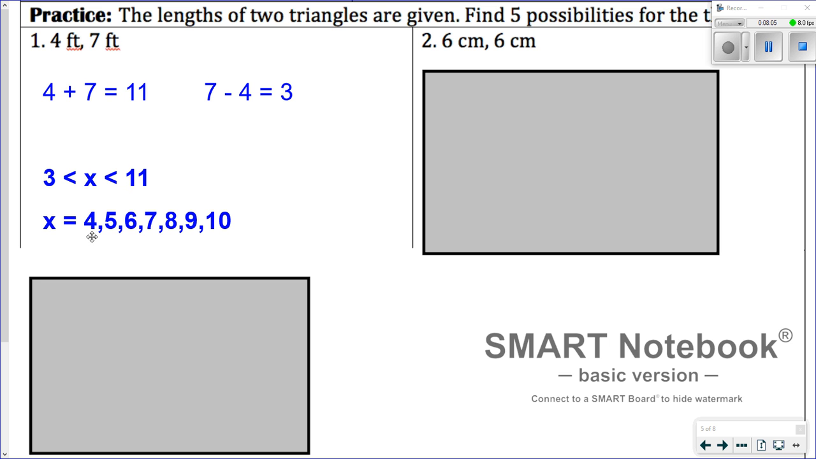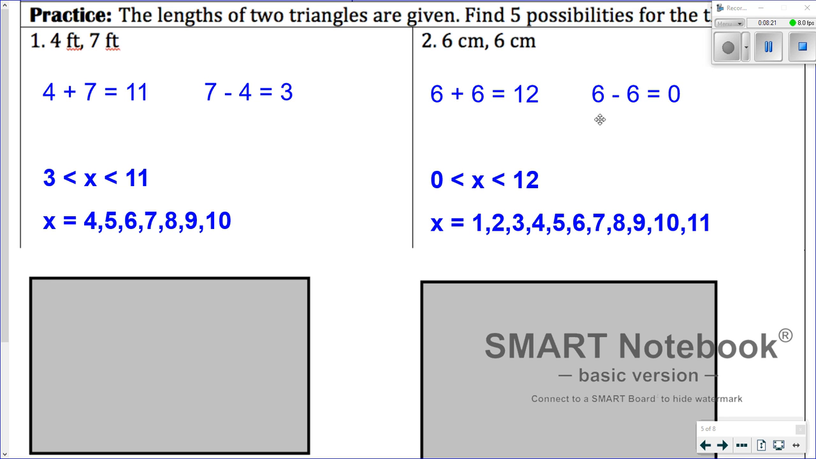So here are my options. 4, 5, 6, 7, 8, 9, 10 are my possible options for a third side for that triangle with these two given sides. Same thing with number 2, 6 and 6. I add them, I got 12, and I subtracted, I got 0. So that means my possible numbers have to be between 0 and 12. Greater than 0, less than 12. And here are my possible options for length for the third side. It could be any one of those. So that's all there is to it when it comes to triangle inequality.